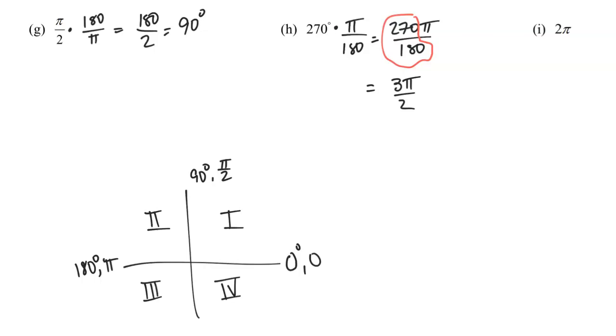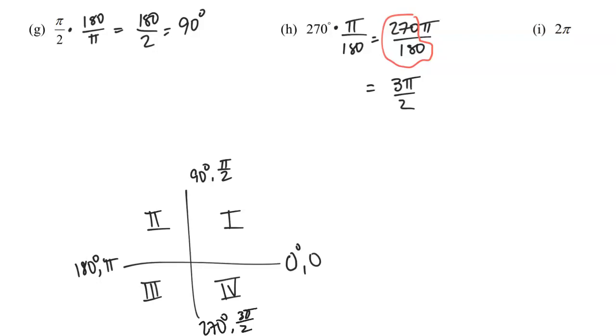Well, where would 270 degrees be? If I start here at 0 degrees and go 90 degrees, that's going to get here. Go another 90 degrees, that will put you at 180. And another 90 degrees will put you on the negative y-axis. And so down here, I'm going to have 270 degrees, which I now know by conversion is the same thing as 3 pi over 2.